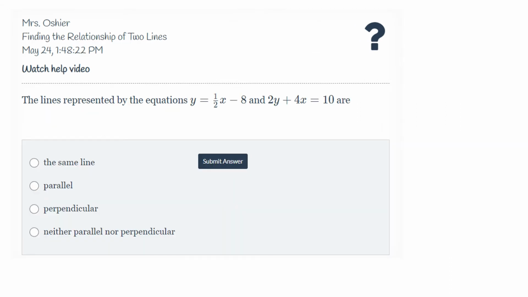Continuing with that idea, they want us to compare two. So again, we need them in y equals mx plus b form. Sometimes some are given to you that way, some aren't, but it's all about the slope. So here I have my slope of 1/2. In this other equation, I'm going to have to solve for y.